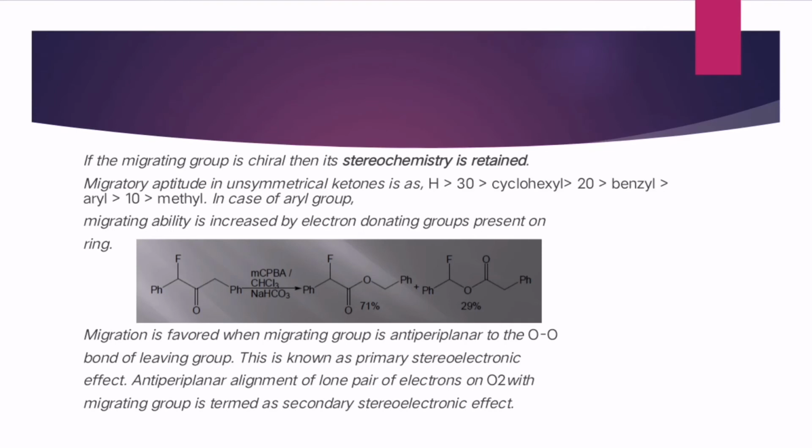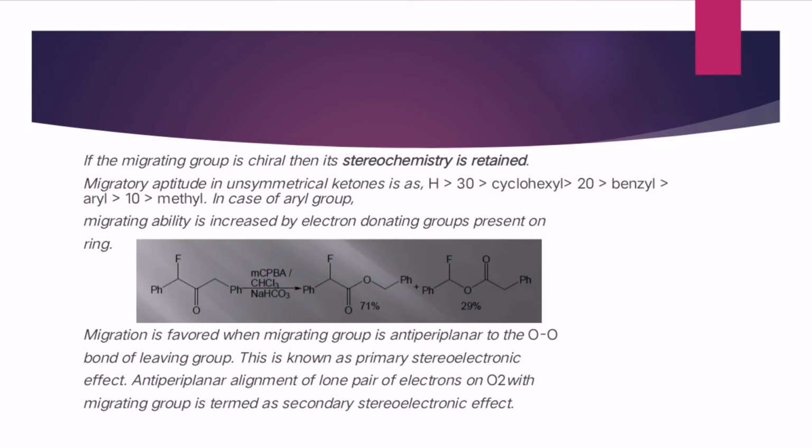If the migrating group is chiral, then stereochemistry is retained. The migratory aptitude in unsymmetrical ketones is as follows: tertiary carbon at the maximum, then cyclohexyl, then secondary, then benzyl, then aryl, then primary, and then methyl. In the case of an aryl group, migrating ability is increased by electron donating groups present on the ring.